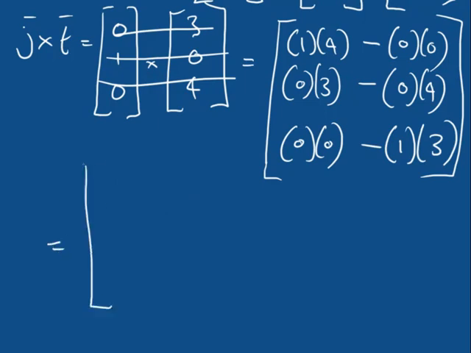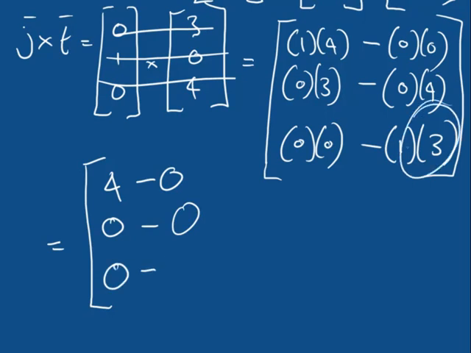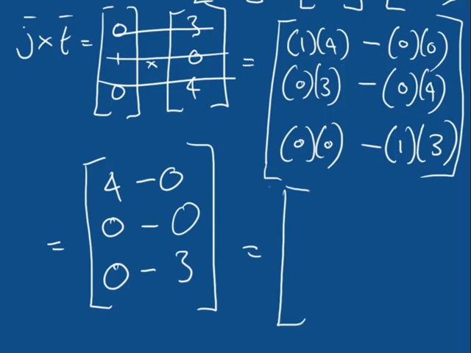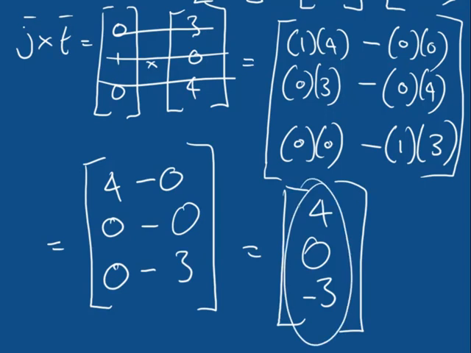equate this. So 1 multiplied by 4 is of course 4, minus 0 multiplied by 0 is 0. 0 multiplied by 3 is 0, minus 0 multiplied by 4 is 0. 0 multiplied by 0 is 0, minus 1 multiplied by 3 is 3, and that gives me the vector 4 minus 0 is 4, 0 minus 0 is 0, and 0 minus 3 is minus 3. So I've got a vector 4, 0, 3.